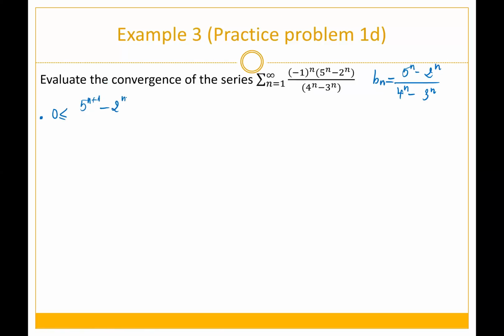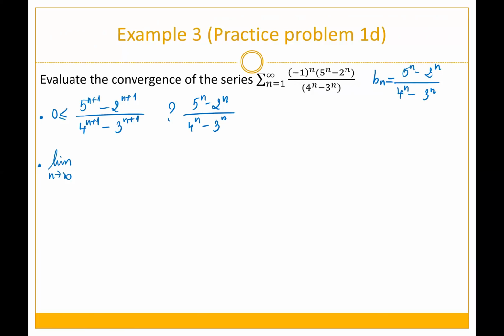the n plus 1 term, 5 to the n plus 1 minus 2 to the n plus 1 over 4 to the n plus 1 minus 3 to the n plus 1, and then you have no idea what the sign is compared to 4n minus 3n. Technically, I would say you can compare these two, but it's going to make life a little bit miserable. So in this case, the one that's going to be helpful is using the ratio test.